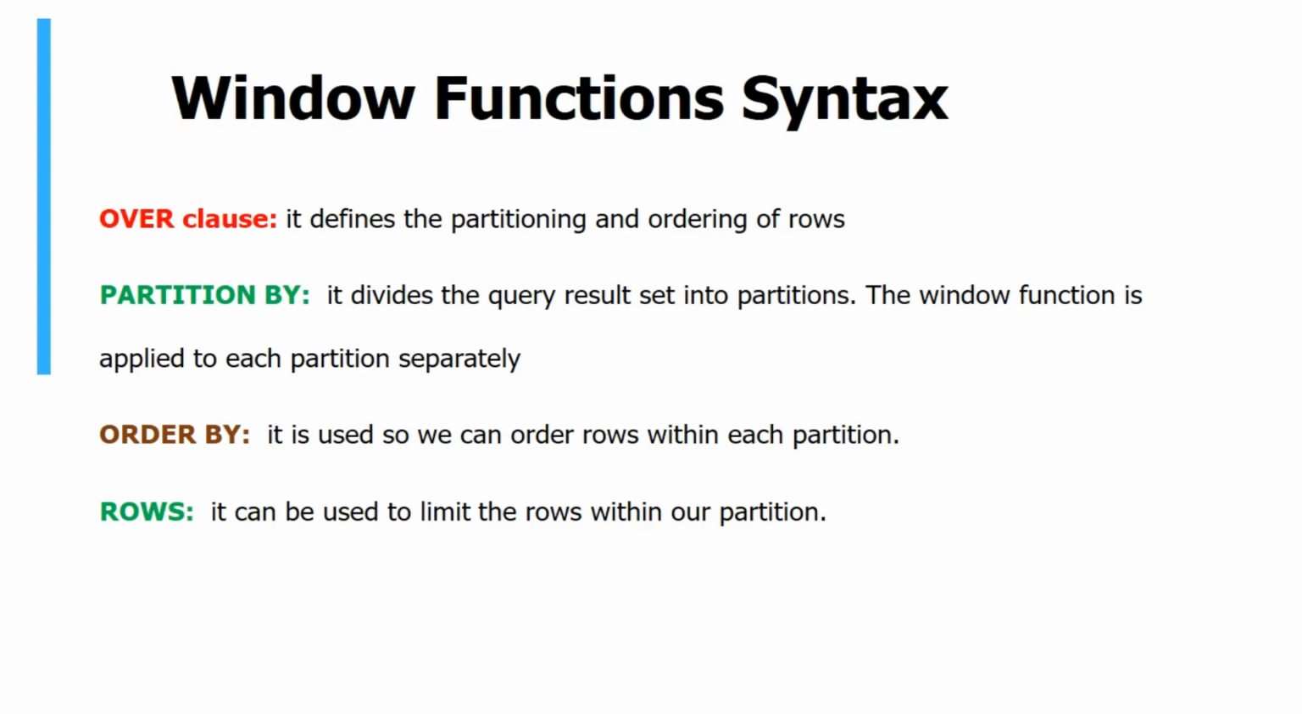So we also have the ORDER BY. ORDER BY is the way we order rows within each partition. So the way we use PARTITION BY, we can also order by the name or their ID. We also have the ROWS. ROWS is a way to limit the number of rows within our partition. Let's say we want to see just a few rows, so we can use the ROWS term inside our query. Now let's move to SSMS to see the practical implementation of everything that we've just explained.